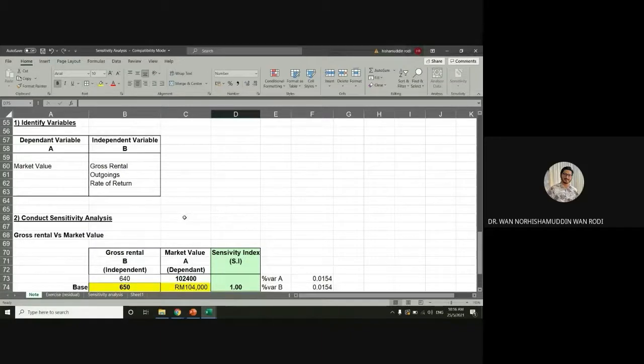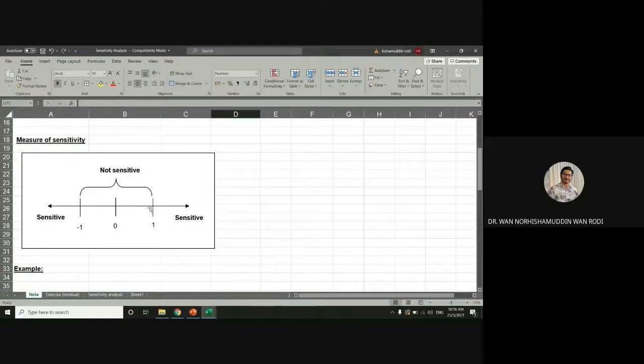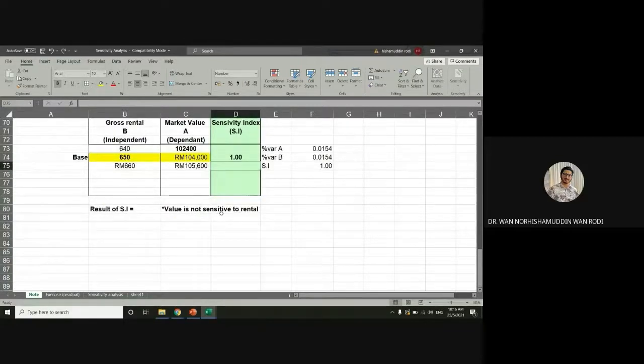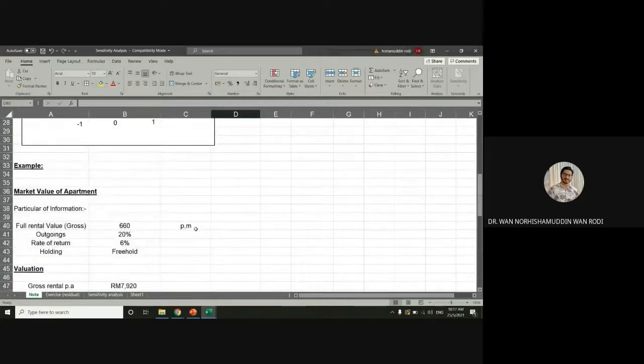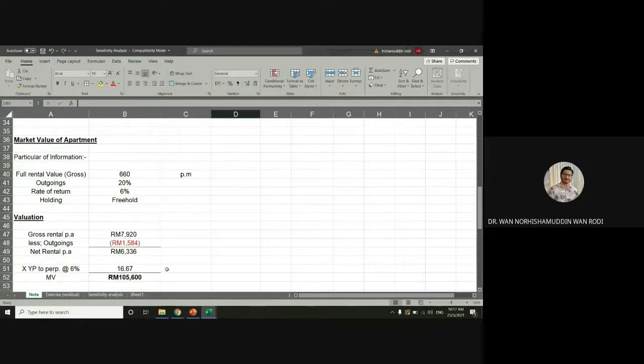If we compare to the scales of sensitivity, 1 equals not sensitive. We can say that the rental value, or the market value of the property, is not sensitive to rental. These are one of the examples where we can use SI, or sensitivity analysis, in the investment method.